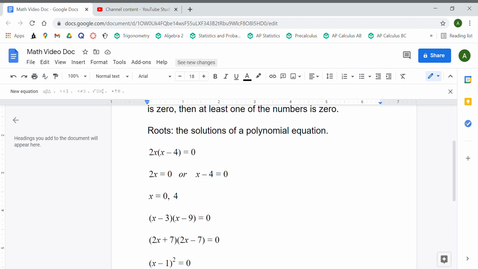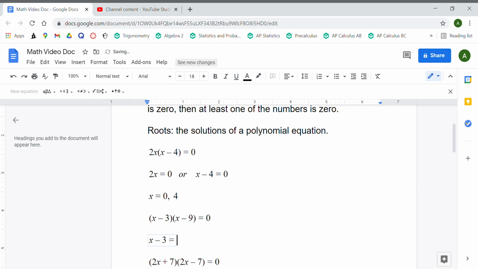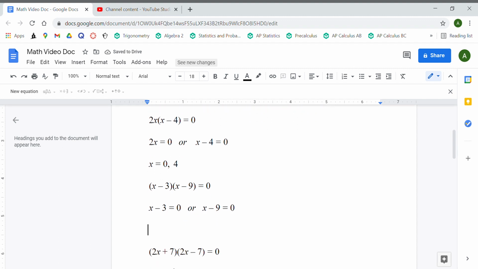x minus 3 times x minus 9 equals 0. Already in factored form, so you just need to use the zero product property to solve. Okay, so you should have set it into two different chunks. So it's going to be x minus 3 equals 0, or x minus 9 equals 0. And then you should have the following answers. x equals 3 and 9. Alright.